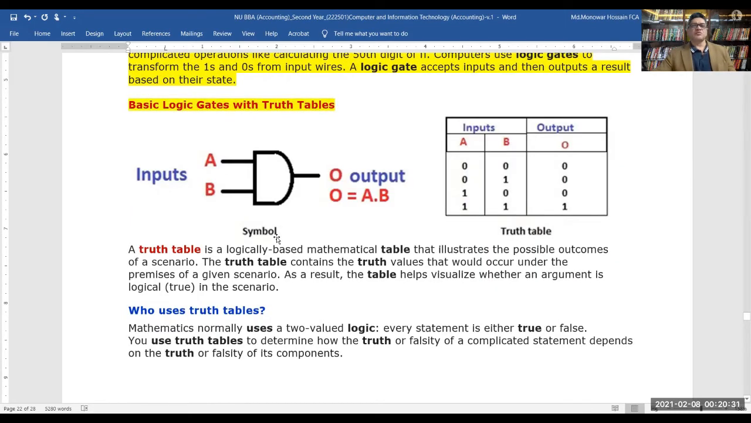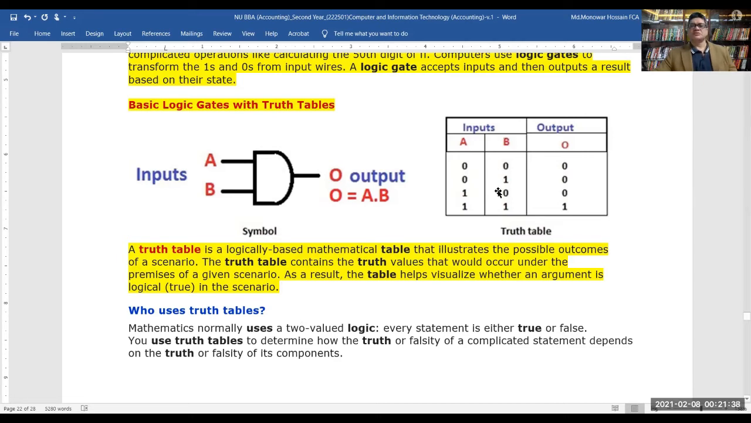Basic logic gates with truth tables. Input A, B, output A into B, that means AB. If we see the truth table, a truth table is a logically based mathematical table that illustrates the possible outcomes of a scenario. The truth table contains the truth values that would occur under the premises of a given scenario. As a result, the table helps visualize whether an argument is logical or true in the scenario.